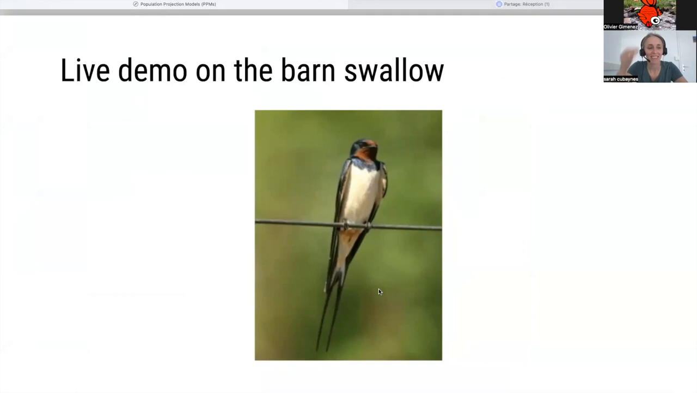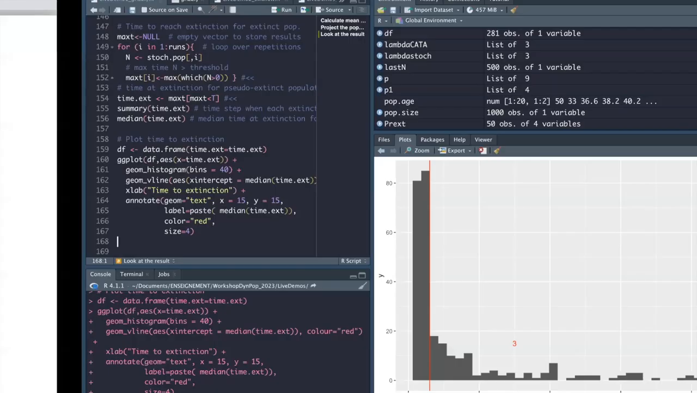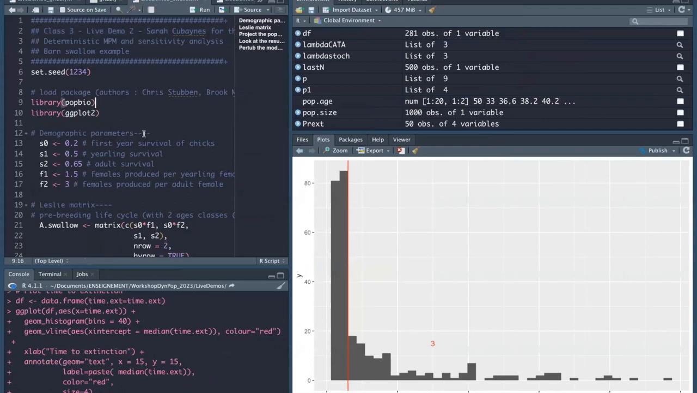Okay, so this morning I left you after some classes on deterministic matrix population models. And now we're going to go through the code and run the example on the barn swallow. And after that, we're going to talk a bit about stochastic models. So, that's the live demo class 3, and it's the second example.